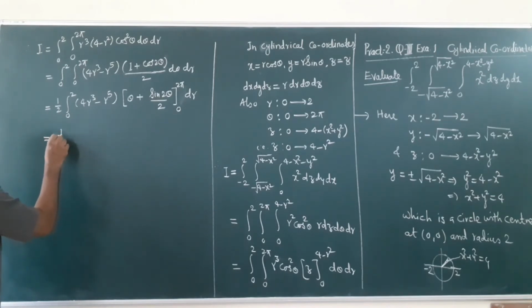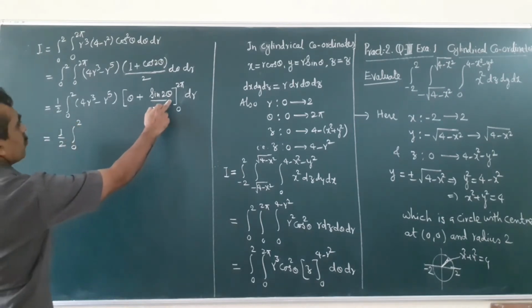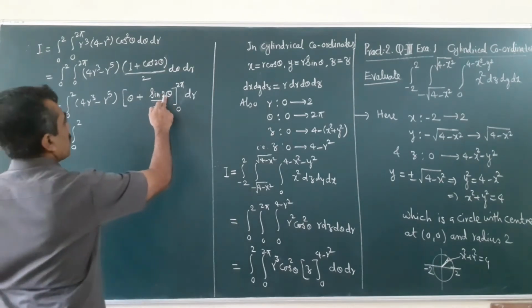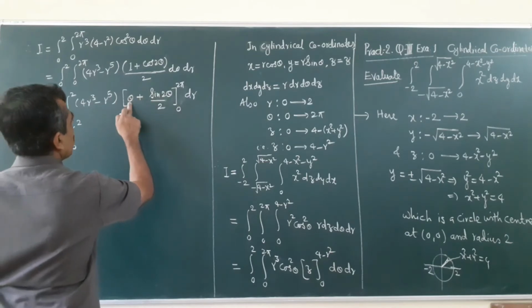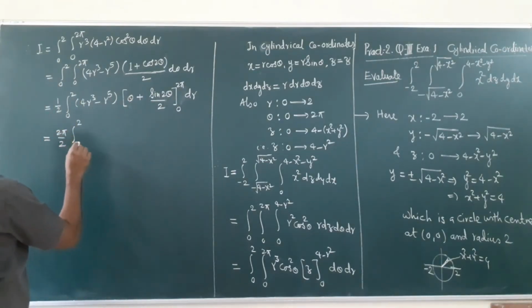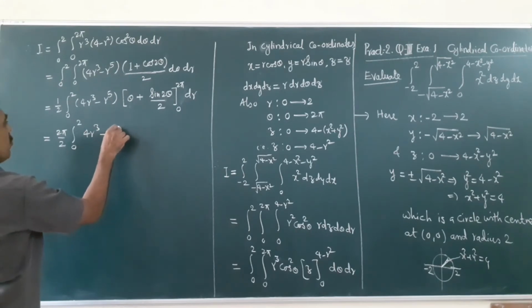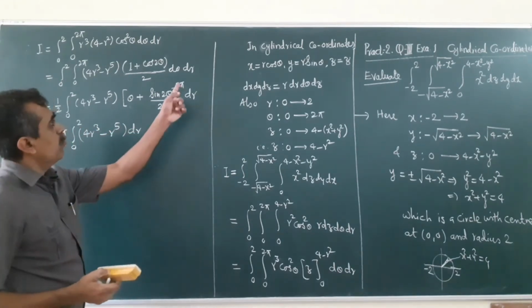So this is equal to half integral 0 to 2. Now this sin of 2 pi, sin of 4 pi will be again 0, and even sin of 0 is 0, so only this is 2 pi. So I will take it outside. So 2 pi integral 0 to 2, 4r cube minus r raised to 5 dr. Is it clear? Put 2 pi here.